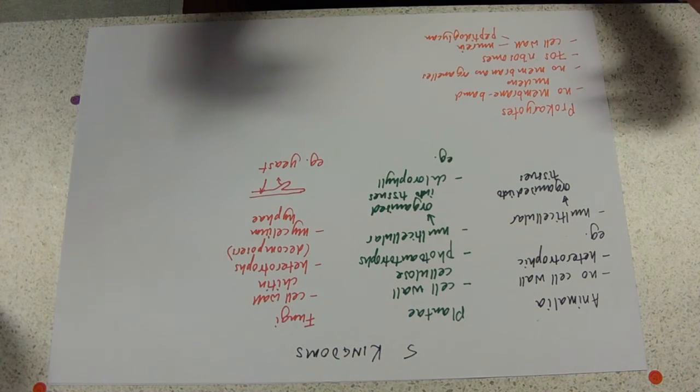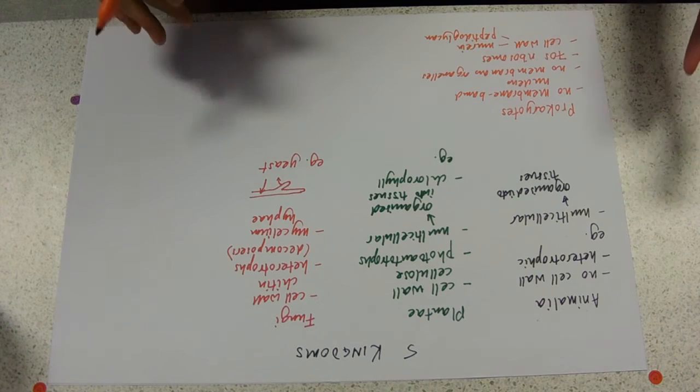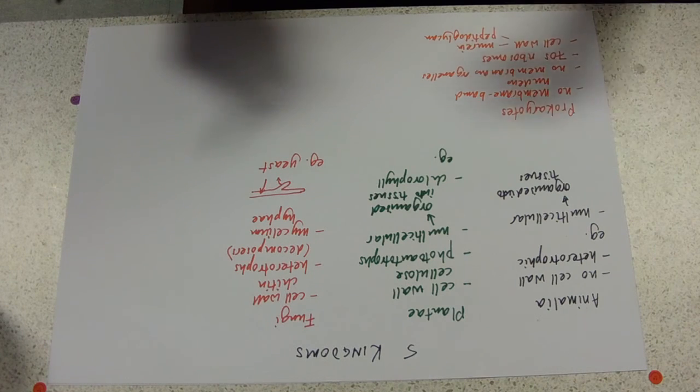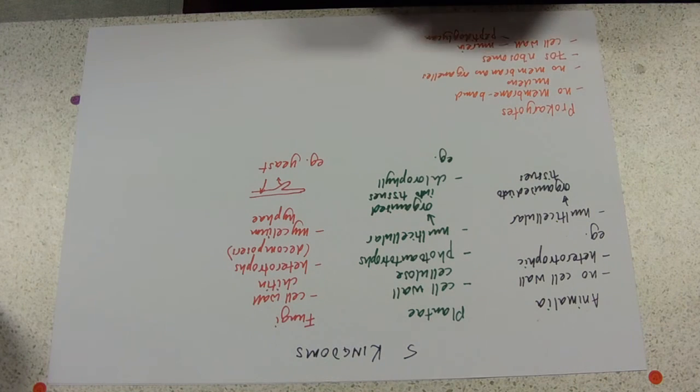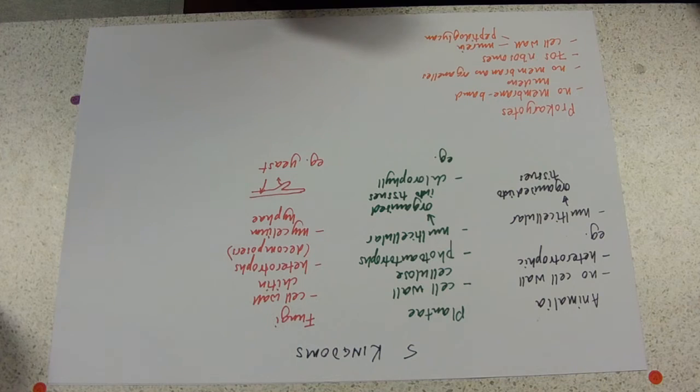So that's a bit awkward, isn't it? Because we've said that domains are bigger than kingdoms, but in the prokaryotes it's the other way around. Somebody really needs to sort that out. It could be one of you.